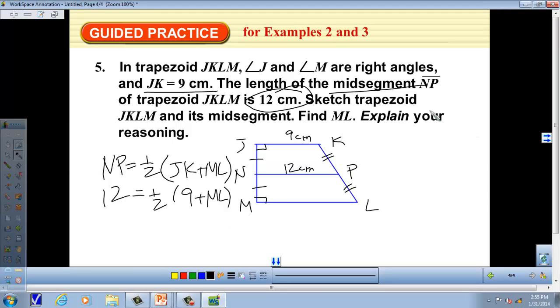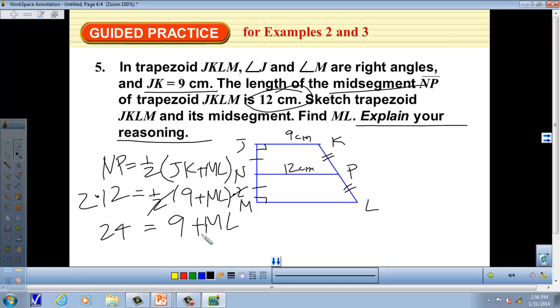So remember to explain in words what we've done here. Again, we would write out the formula for the midsegment, and then we would plug in the values and solve for ML. So in this case, the best thing for us to do is multiply both sides by 2. We do that so that the half cancels out with the 2. We end up with 24 equal to 9 plus ML. Subtracting 9 from both sides, we end up with ML equal to 15. So this length here is 15 centimeters.